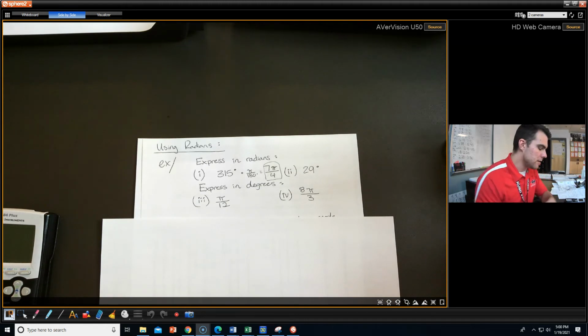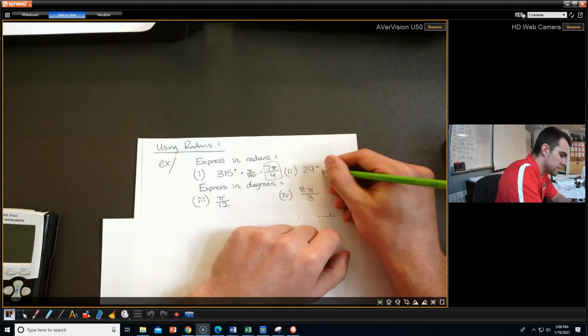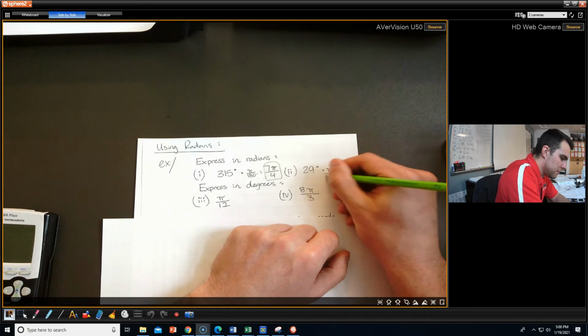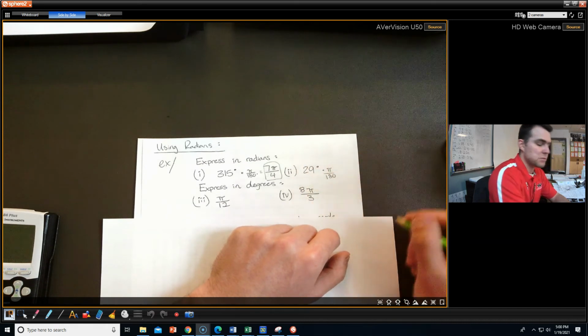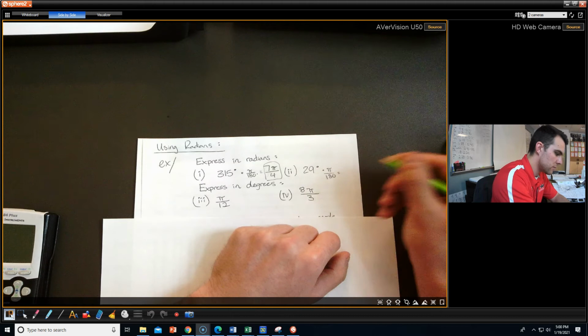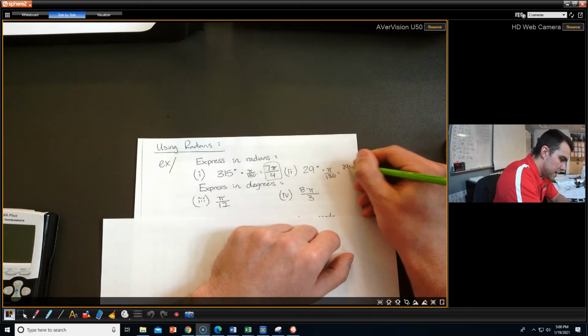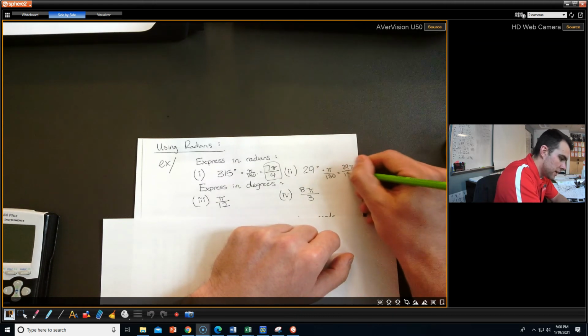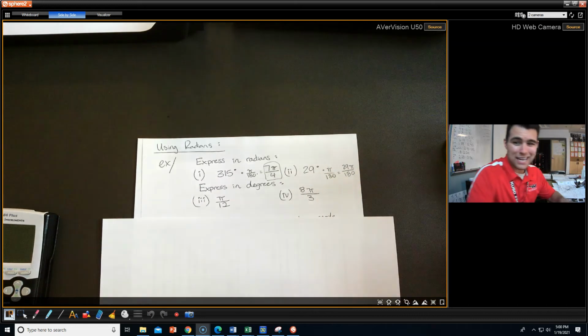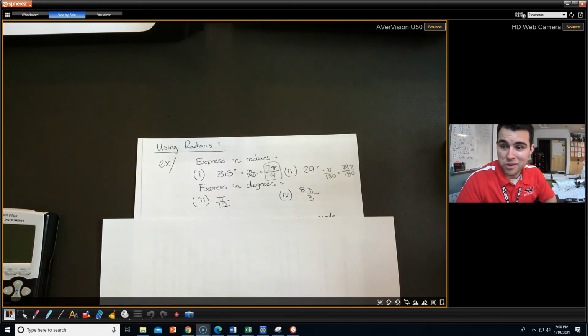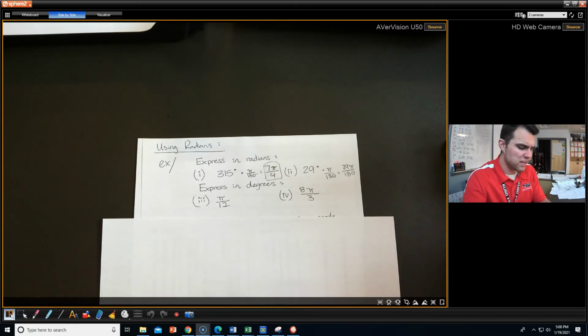Okay? About something like 29 degrees. Well, it's the same exact process, right? Pi times pi over 180. We have 29 pi over 180. And 29 is a prime number, so I can't actually do anything with it unless 29 somehow goes into 180, which I don't think it does.